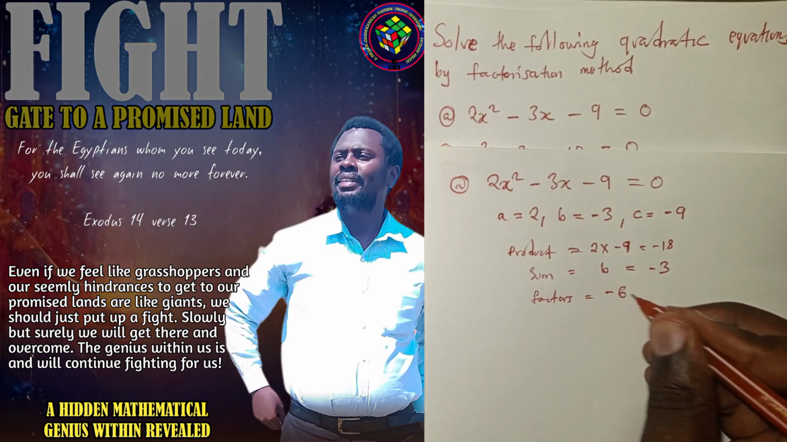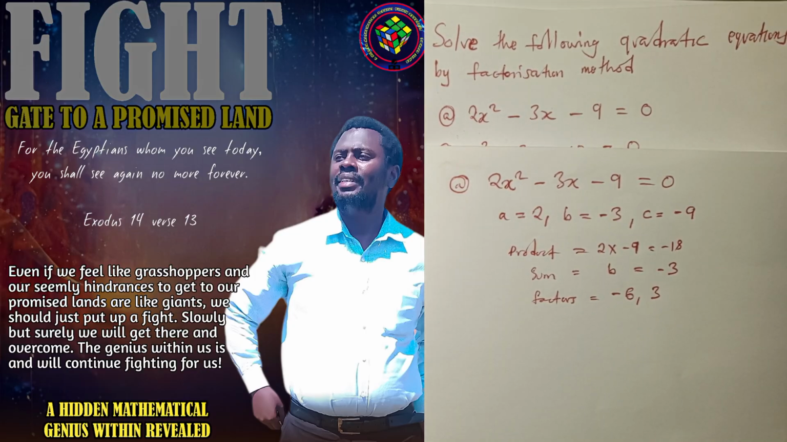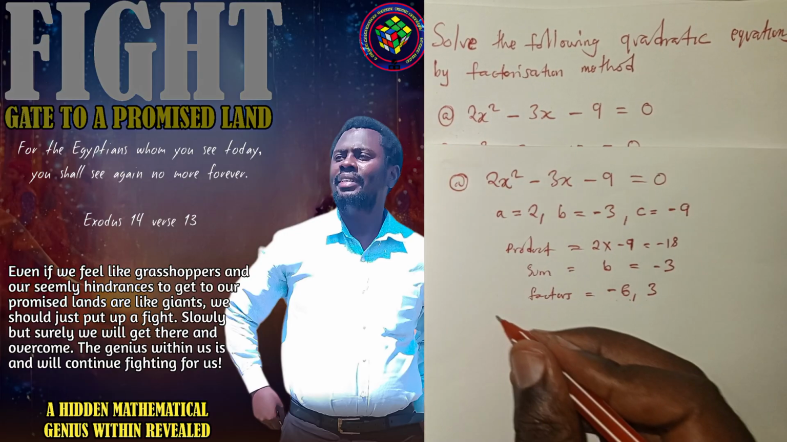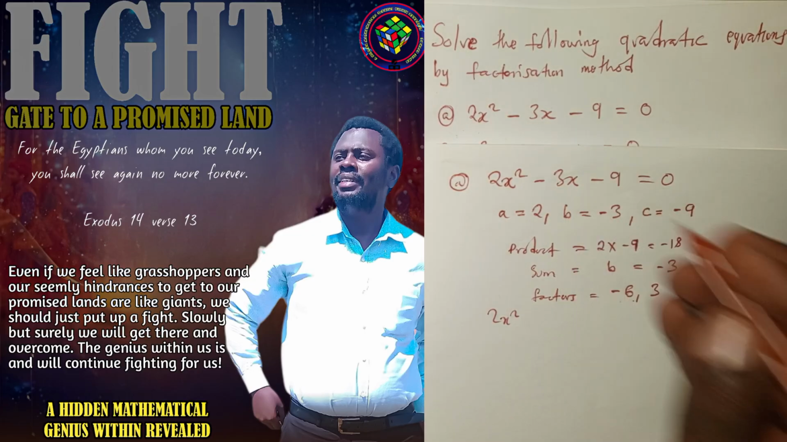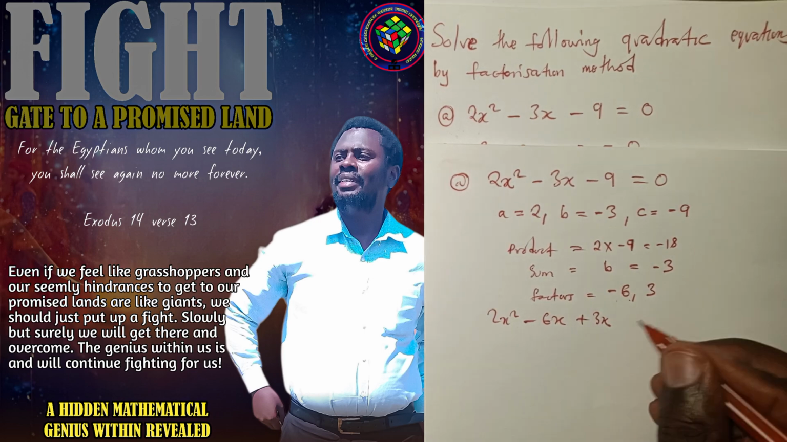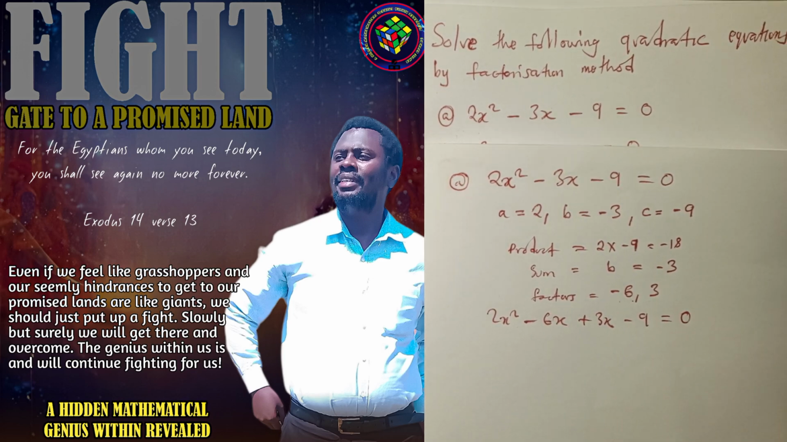Yes, it's negative 6 and 3. Negative 6 multiplied by 3, you get negative 18. Negative 6 plus 3, you get negative 3. So these are the coefficients for x. So where there is minus 3x, we are going to replace it with minus 6x plus 3x. So you get 2x squared, minus 6x plus 3x, then minus 9 is equal to 0.